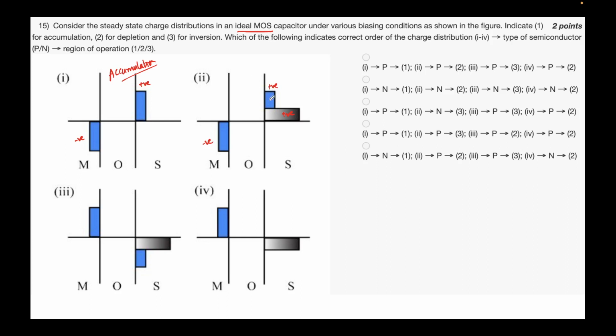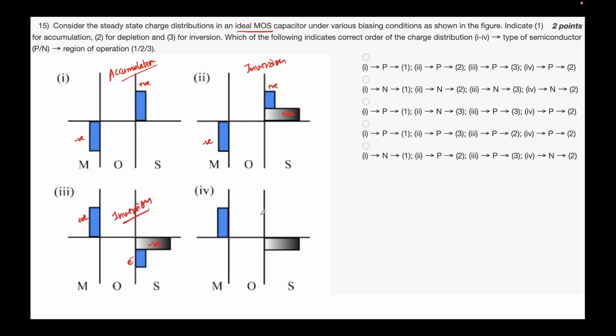Then only you will get this sheet charge at the oxide semiconductor interface. This is clearly inversion. What about this? Here we have a positive charge on the metal side, and you can clearly see a negative depletion charge, right? And also electrons are being accumulated here. This blue sheet that you see, this is again at the interface, hence we know this is inversion. So again, you see a depletion charge and also an inversion charge. So this MOSCAP is also under inversion.